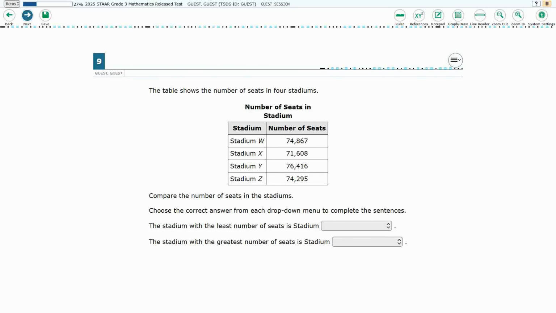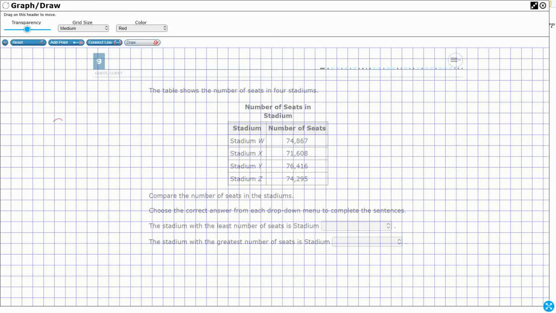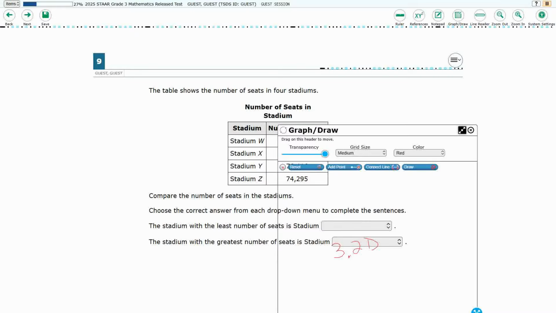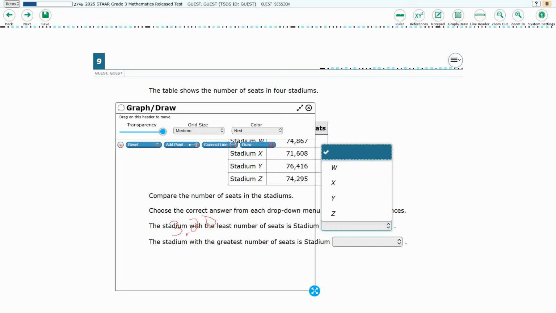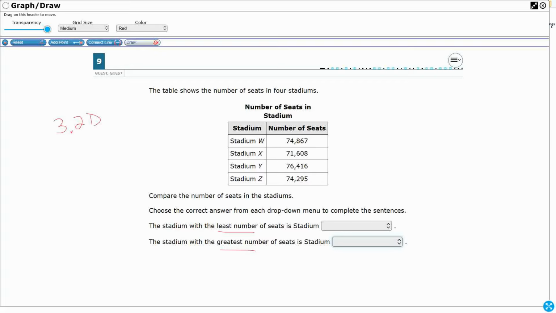For number 9, we are looking at comparing and ordering numbers. So this is 3.2D, and we are taking a look at these stadiums here, and we need to find the stadium with the least and the stadium with the greatest. And our answer selections are simply going to be the four options, W, X, Y, or Z. And it's not going to be that difficult. They all go to the same place value.